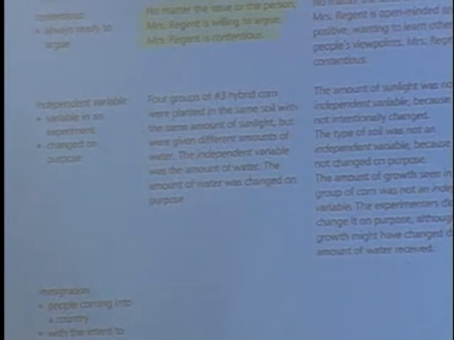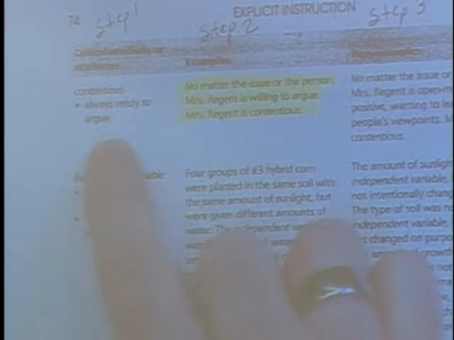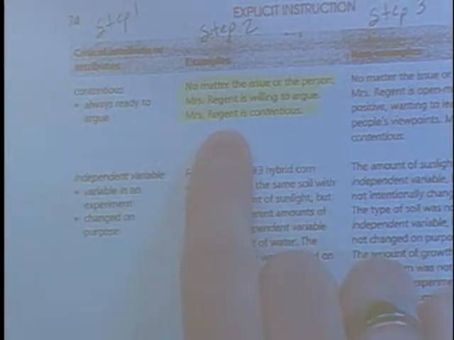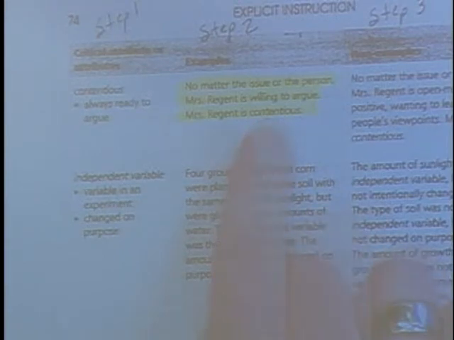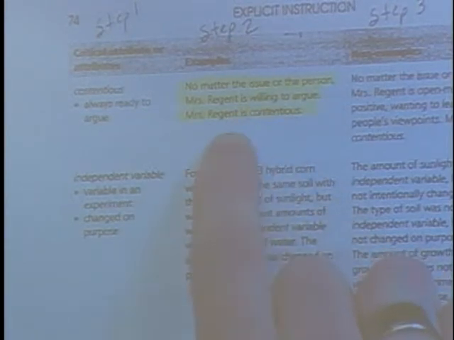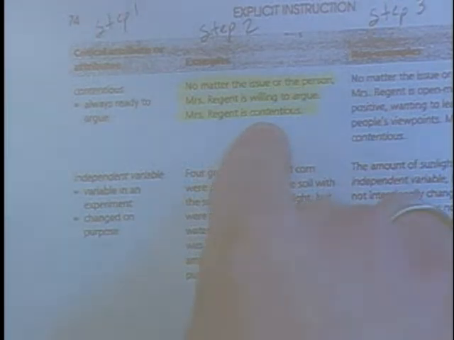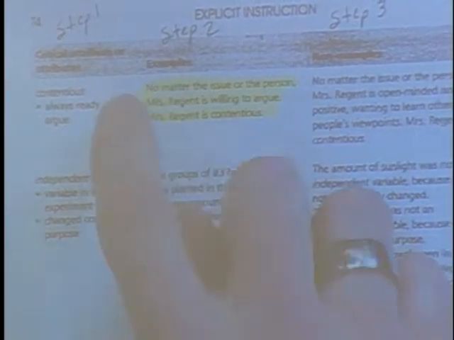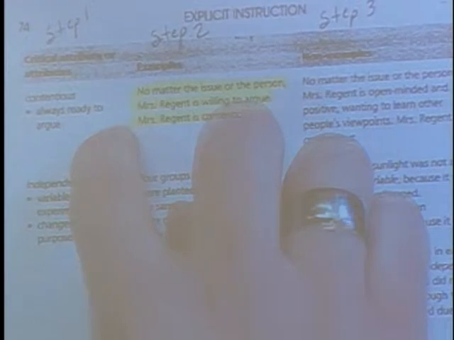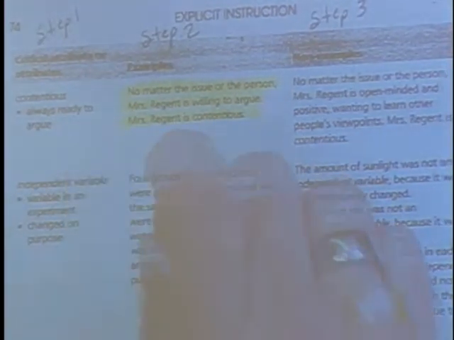Okay? Let's do the same thing for the word contentious. Again, these are just words that the authors of Explicit Instruction have provided for us, okay? So contentious, always ready to argue. Remember, it really just had the one attribute. An example: no matter the issue or the person, Mrs. Regent is willing to argue. Mrs. Regent is contentious. Did you see the one critical attribute there? Was that pretty clear? Wonderful.